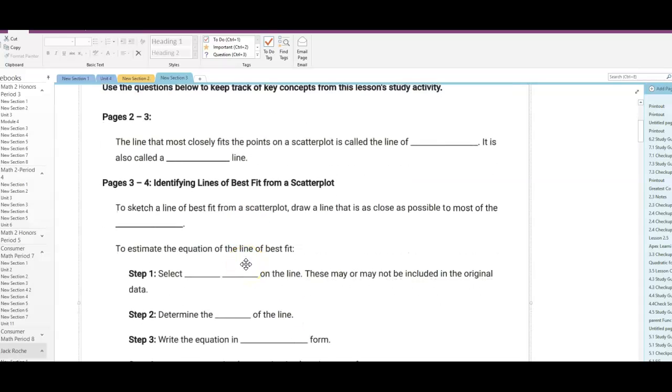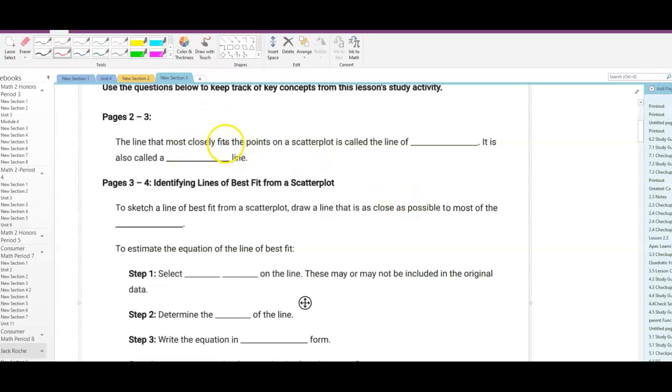Now with this, when we look at the study guide, you'll see that the line that most closely fits the points on a scatter plot is called the best fit. It is also called a regression line. And this is important to know because when we go to the calculator, that's what you'll see, right? We call it a linear regression model. Okay.